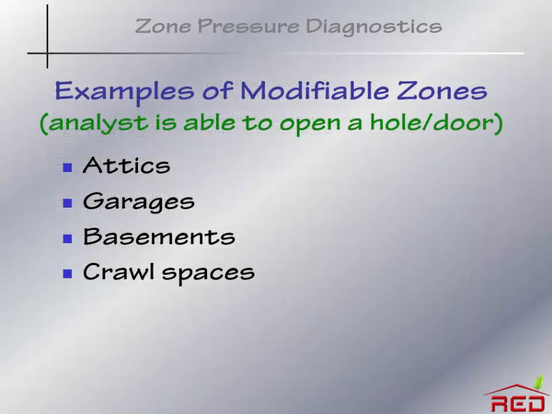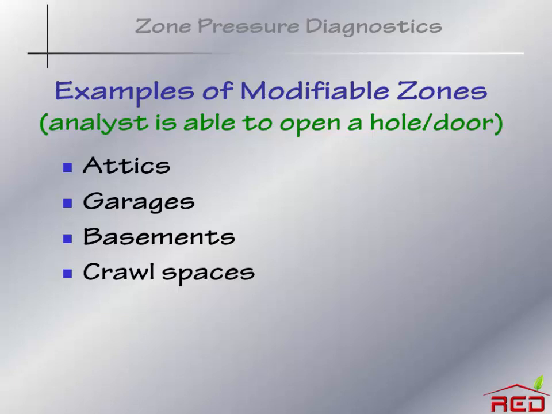These are the most common zones for which we use modifiable zone analysis. The first two are by far, I think, the most popular: attics and garages. Sometimes it's used in basements if you want to know how leaky basement walls are to the outdoors. That can be very useful.